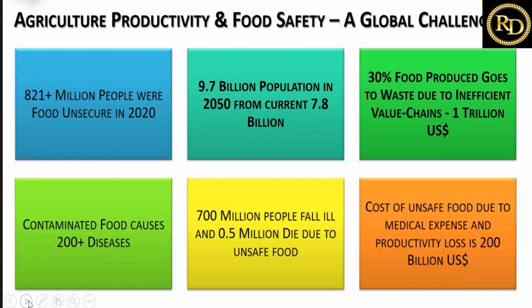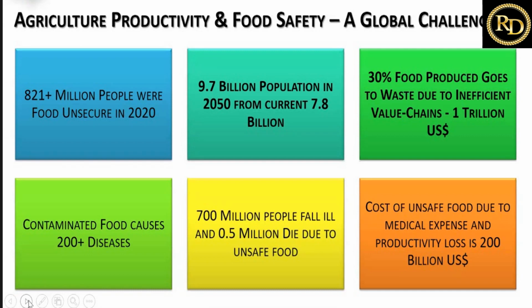Now, agriculture productivity and food safety is a global challenge. Typically, 821 million people were food insecure in 2020, and the last data recently published by FAO shows close to 1 billion people who are food insecure today.